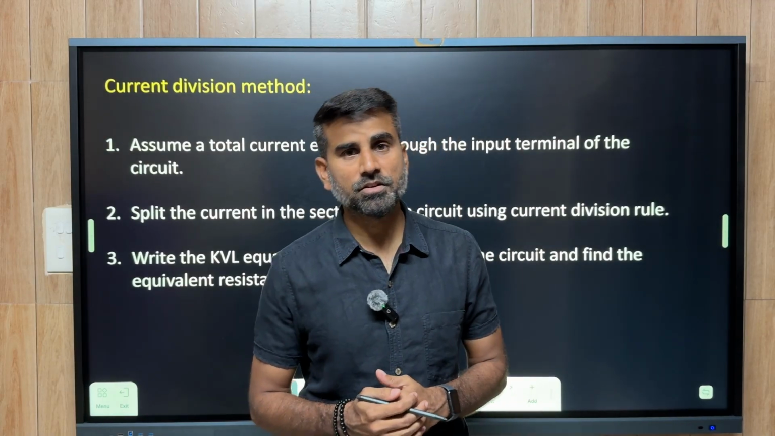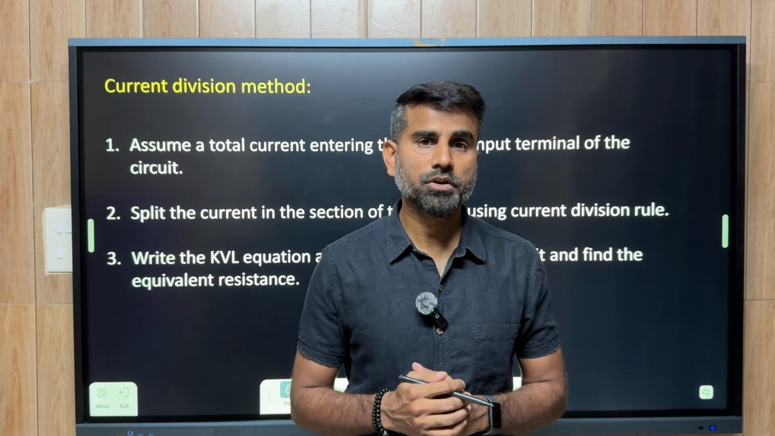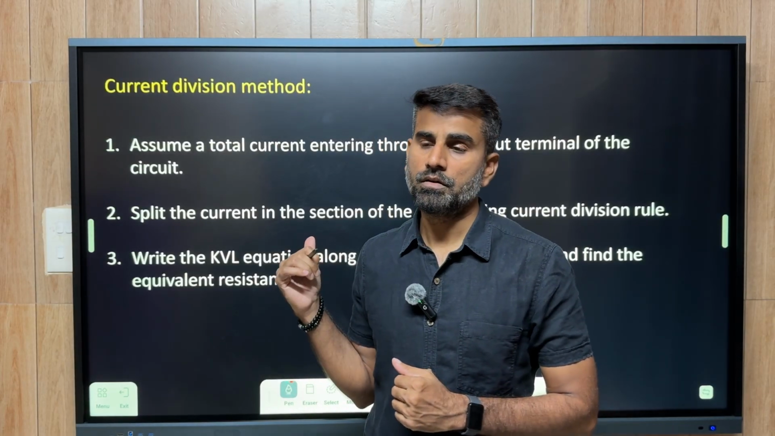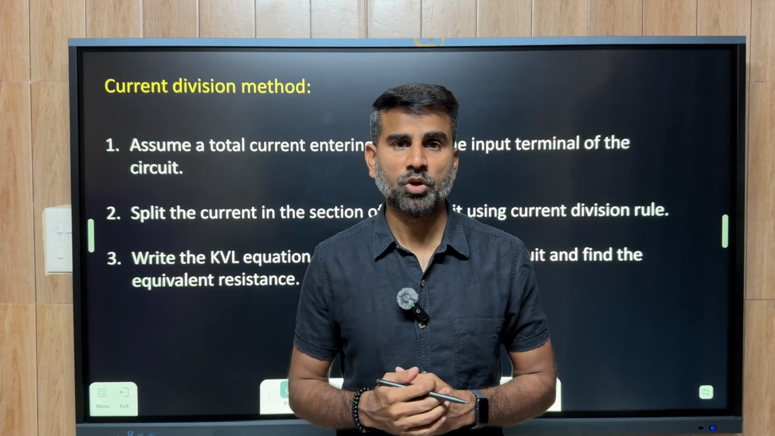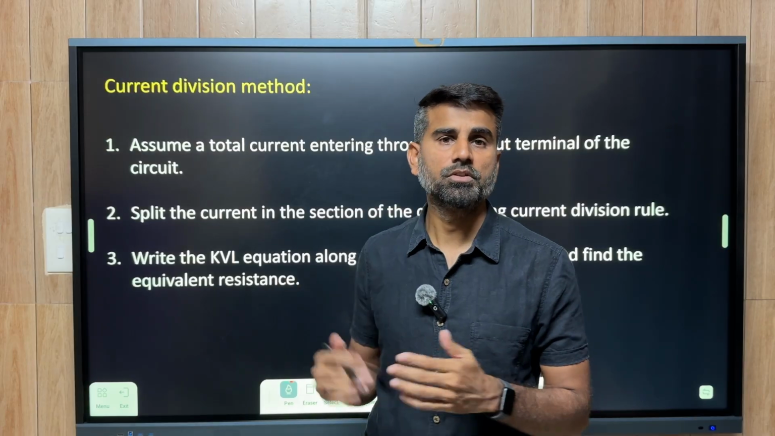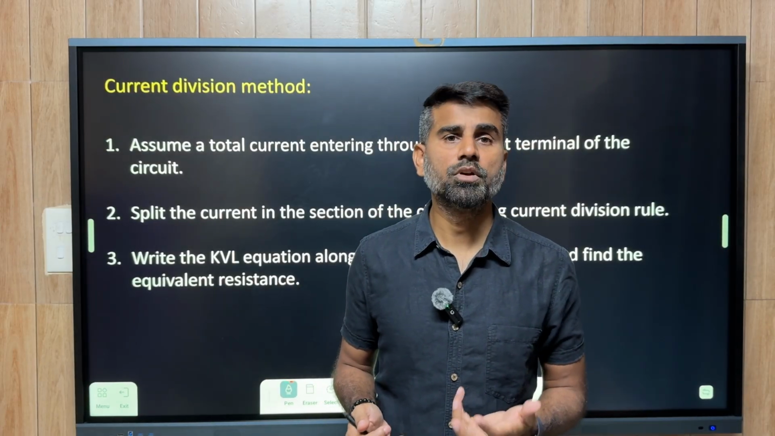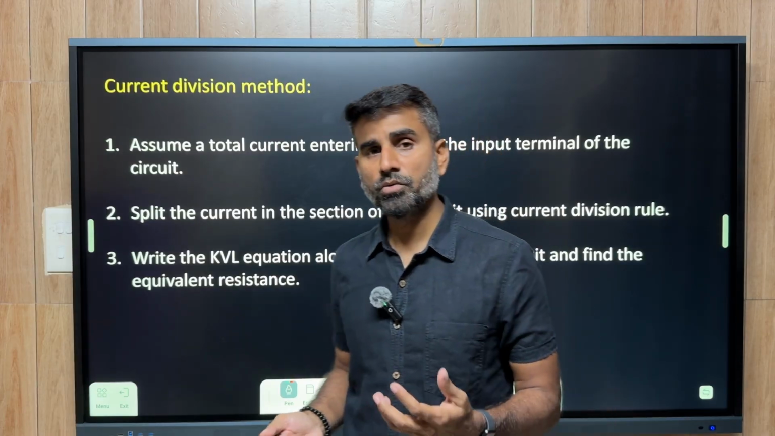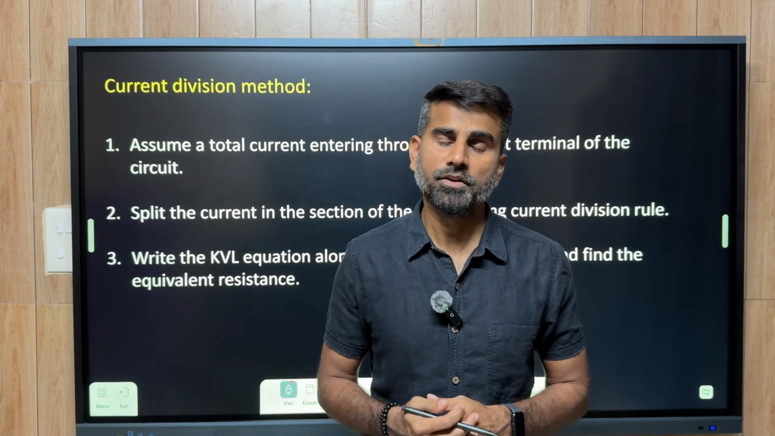Welcome back to the third lecture in the equivalent resistance series. So in this video we are going to learn how to find the equivalent resistance by using the current division method. This is one such method which we use in order to find the equivalent resistance. Of course, the Kirchhoff laws are involved in this kind of method, but anyhow we will be able to understand it clearly by the end of this video.